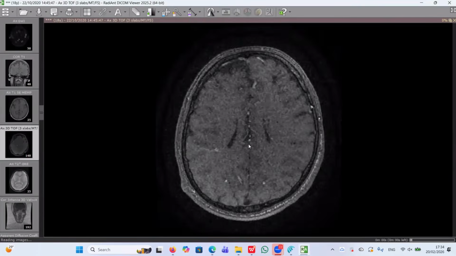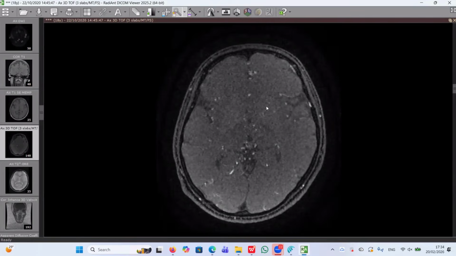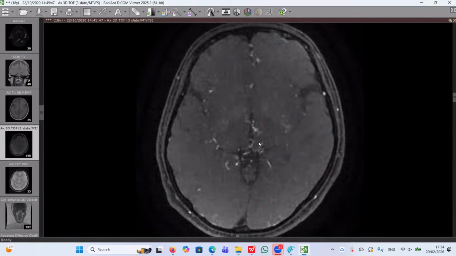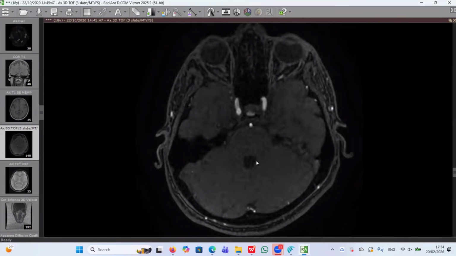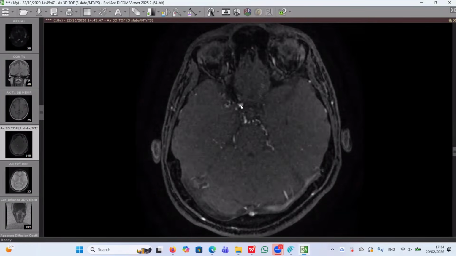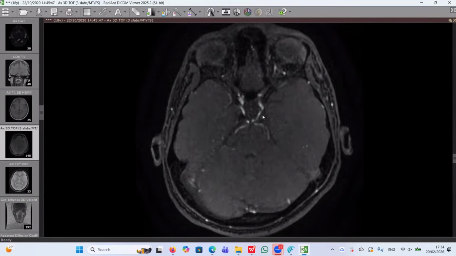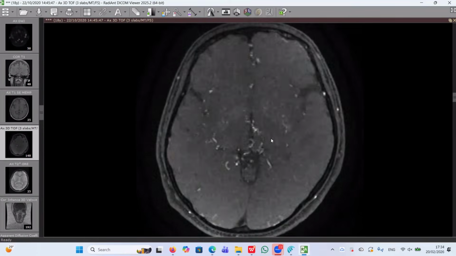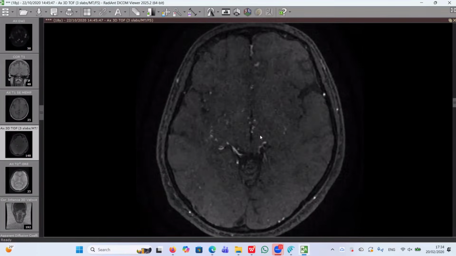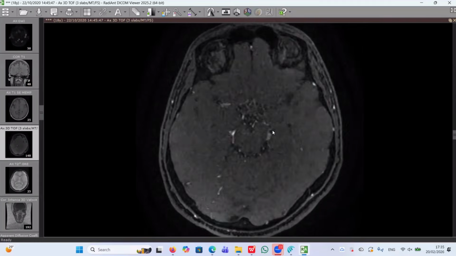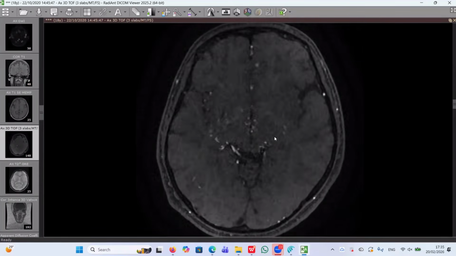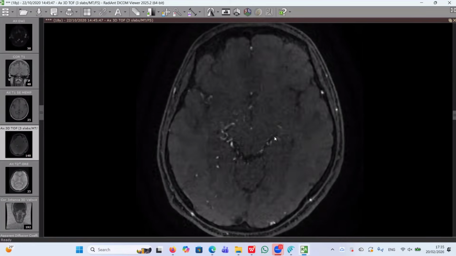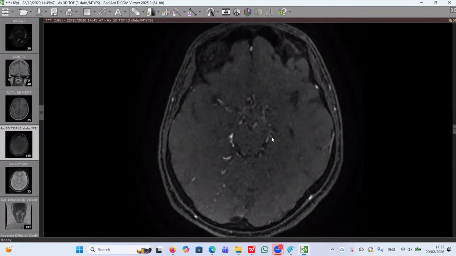I will show you the MR angiography for this case because we requested MR angiography. As you can see here, we have focal narrowing, focal attenuation of the terminal end of the internal carotid artery, more on the left side. And we have multiple collaterals in the basal cisterns and in the basal ganglia. This represents multiple dilatation or collaterals along the lenticulostriate arteries. And this gives you the sign of puff of smoke.